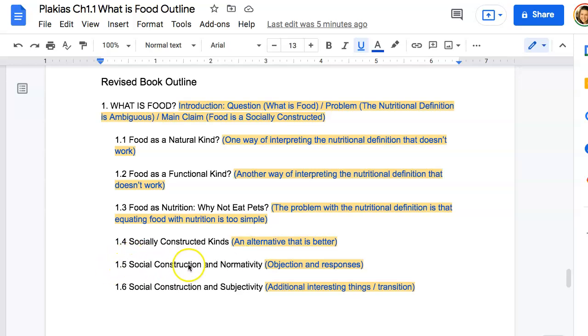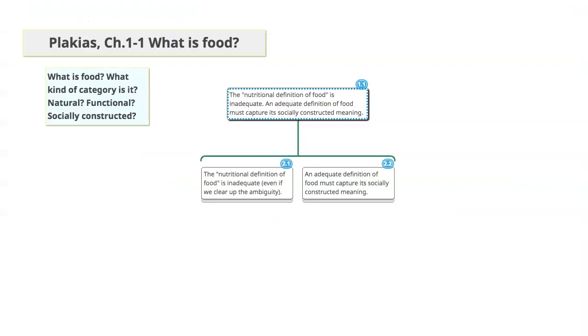1.5. Social construction and normativity. Subtitle. Here's an objection and some responses. 1.6. Social construction and subjectivity. Here are some additional interesting things in a transition to the next section. Okay, now that I have this, I mapped the argument. I will share a link with you to the interactive version of the argument. I'm going to be expanding and collapsing nodes, and I do that just by double-clicking.